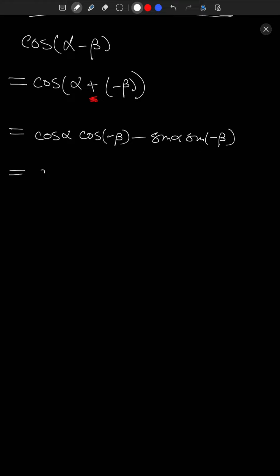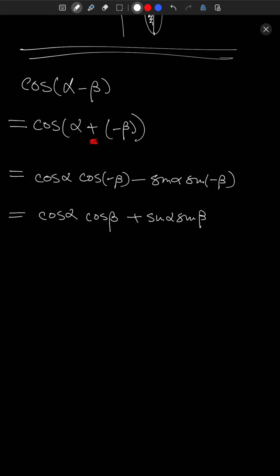And of course, we can simplify this. This is cosine of alpha. Cosine is even, so this is cosine of beta. And then over here, sine is odd, so this should be plus sine of alpha, sine of beta, because that minus sign comes out in front. So the identity for cosine of alpha minus beta is the same, except you've got a plus right there. And again, that comes from the fact that sine is an odd function and cosine is even.